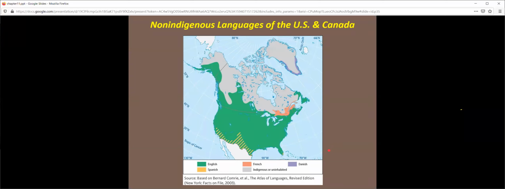Here's your Indigenous languages map. As you can see, it's basically English everywhere. Where was the Danish at? That's a weird one. Oh, up in Greenland. That makes sense because Greenland's part of Denmark. Okay. Then you can see also here French Canada. If you've never heard of French Canada, it's the best Canada in the land.